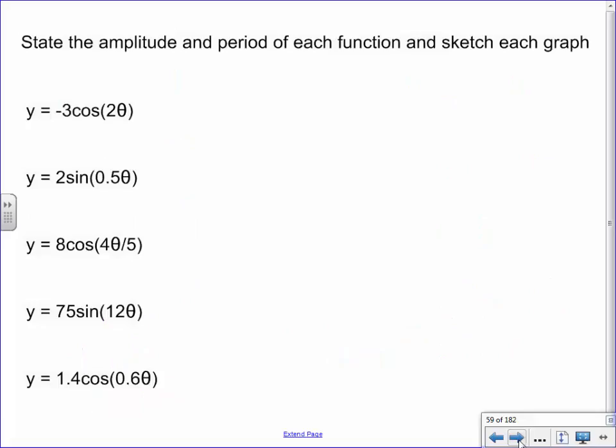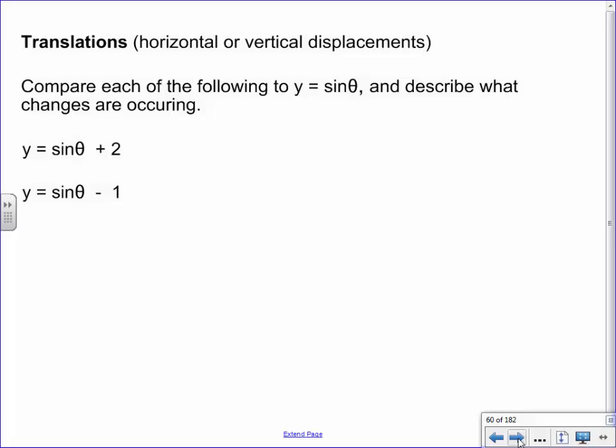Okay, why don't we skip this slide here just in the interest of time? You guys feel like you got the idea of how to figure out amplitude and period? Okay. Translations then. Well, if you were to then add or subtract a number afterwards, all that happens is you literally pick the whole graph up and slide the whole graph up and over or side to side.